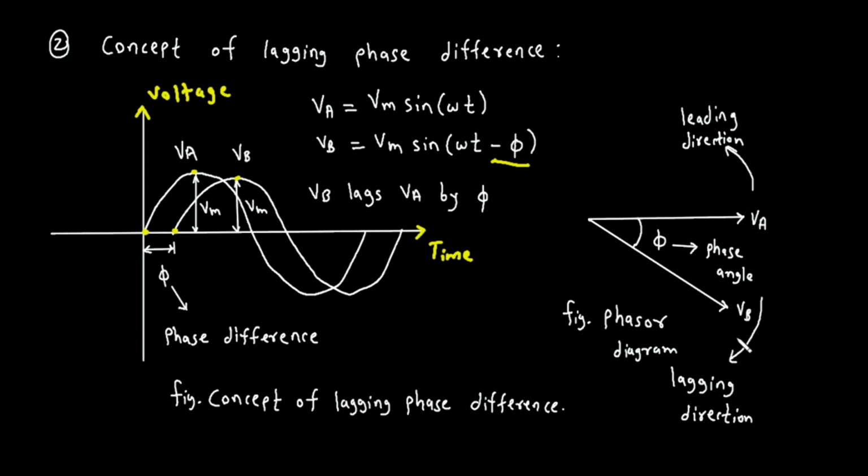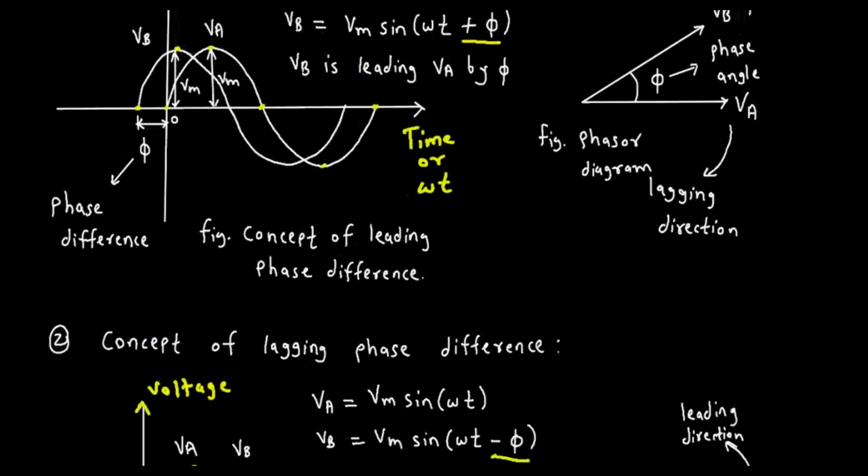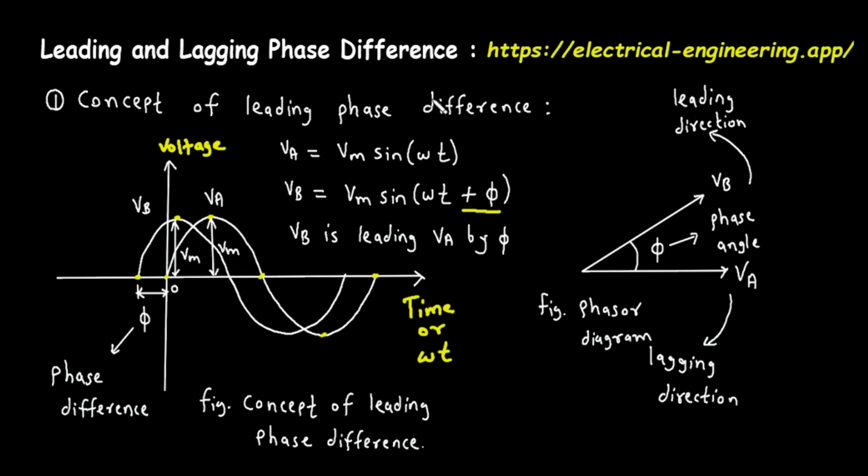Since V sub B is drawn in the clockwise direction from V sub A, it confirms that V sub B is lagging. So, to summarize the second concept, when a wave has a minus phi in its equation, it appears later on the time graph, and its phasor is rotated clockwise from the reference phasor. This is called a lagging phase difference. Final summary. Let's put it all together.